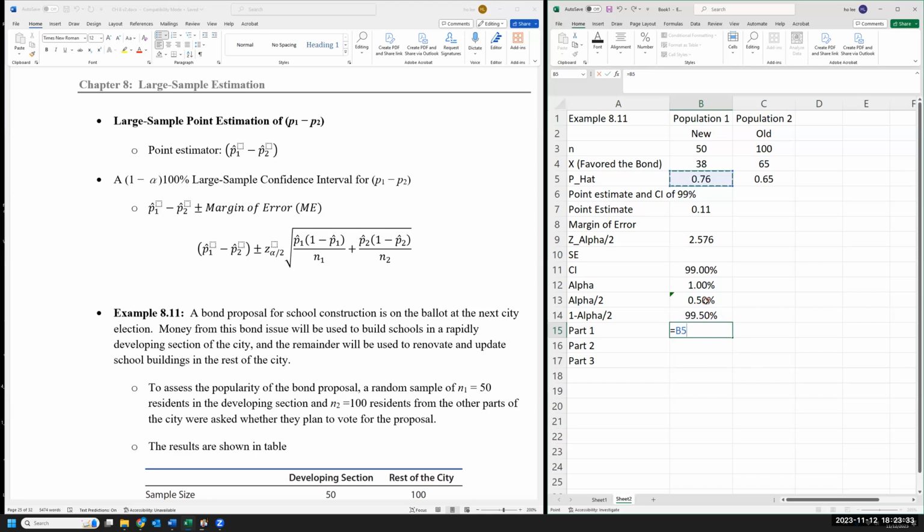Okay. So part 1 is P. Oh, I didn't calculate a Q, huh? Well, that's okay. We'll do 1 minus P divided by N. Okay. And part 2 is P times 1 minus P divided by N. And part 3 is you add them together. And then the standard error is part 3 to the 0.5. And there it is.